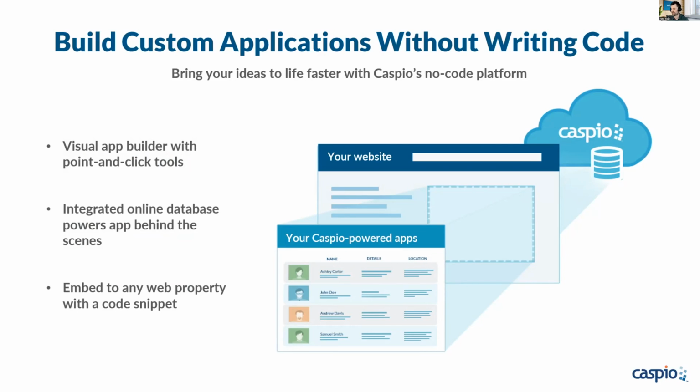With Caspio specifically, it's a visual application builder with point and click tools, powered by an integrated online database that works behind the scenes to handle all the maintenance and development. And lastly, and this is very key to Caspio, you're able to take your application that you built and embed it on any web property, as simple as embedding a YouTube video. So these components create the no-code platform and allow you to build and bring ideas to life faster.